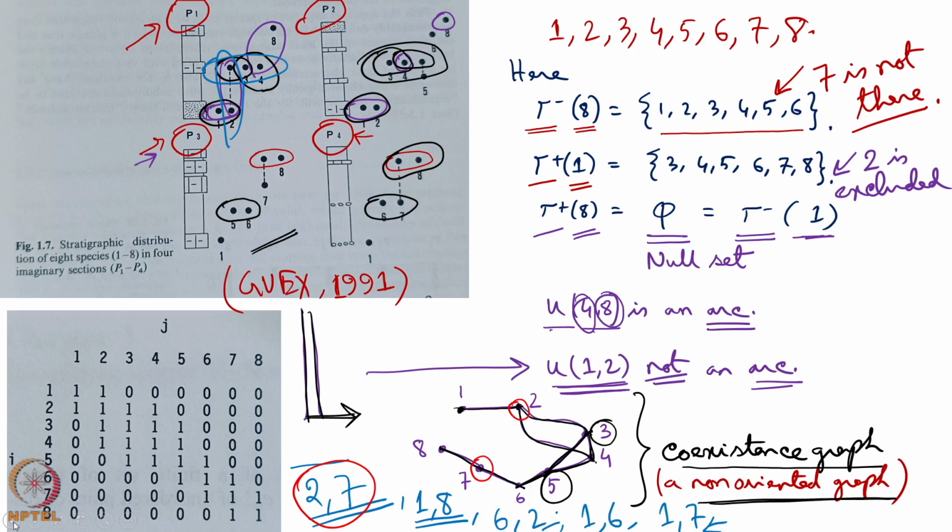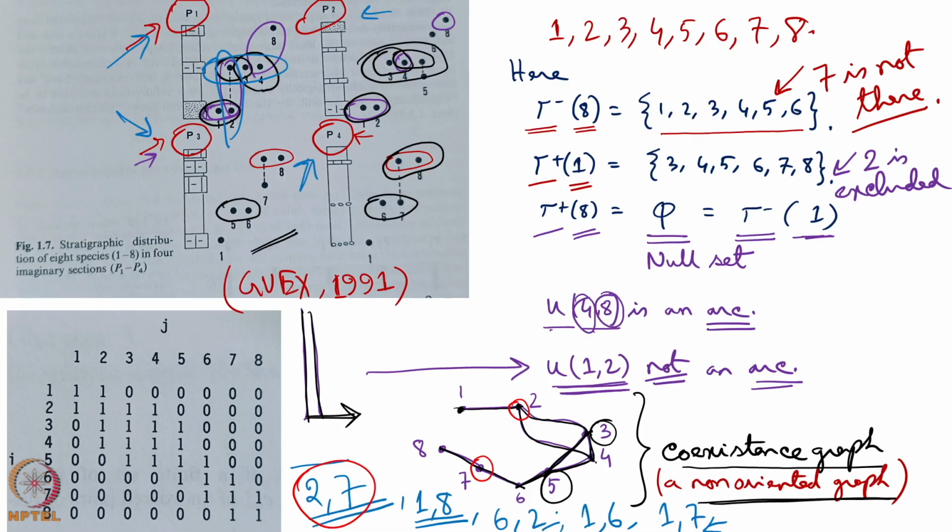Now, we come back to our starting 4 vertical successions P1, P2, P4 and P3. We are now going to make a matrix presentation of all these 4 vertical successions taken together. We are not taking a single one. We are dealing with 8 taxa. So, we have got 8 columns. Here numbers indicate the taxa, and naturally we will have 8 rows.